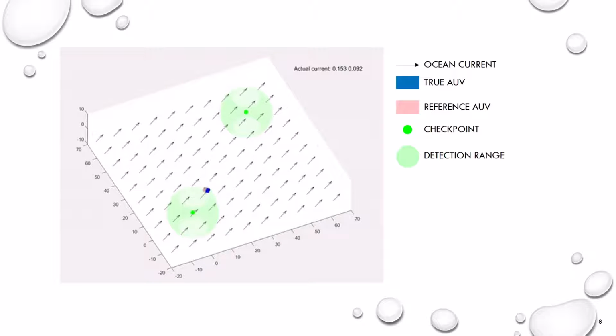The solid and semi-transparent green spheres represent the checkpoints and the detection range of these checkpoints. Once the AUV reaches the semi-transparent sphere, it can determine its actual position from the checkpoint and correct so that it can start the next movement from a known state.